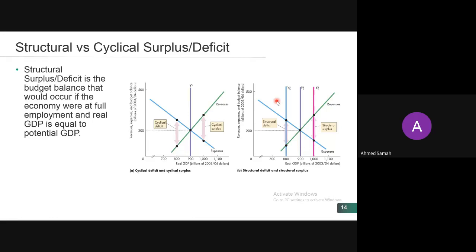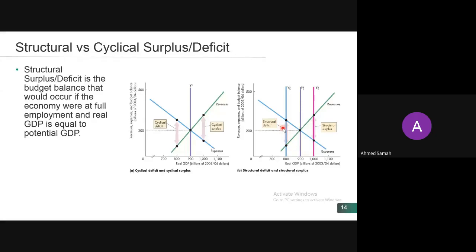So let's say we are operating at the full employment level, that is where our potential GDP is at. So real GDP and potential GDP will be equal. At that point, if we are having a deficit, for example, here you see this Y naught, the potential GDP level. At this potential GDP level, what we see is that expenses are higher than the revenue. So at the potential GDP level, if the expenditure is higher than the revenue, then we call it a structural deficit.